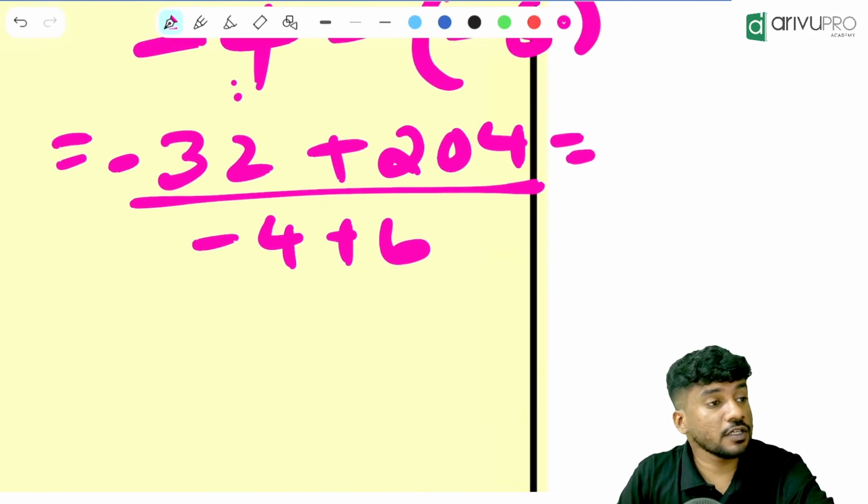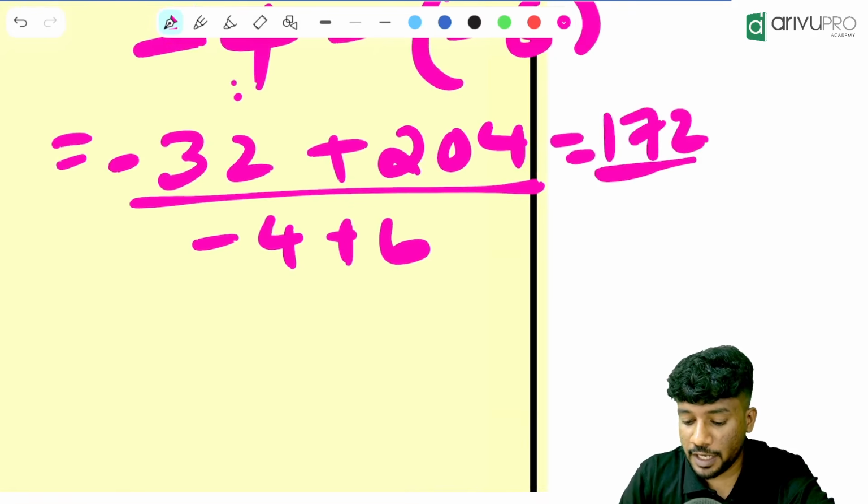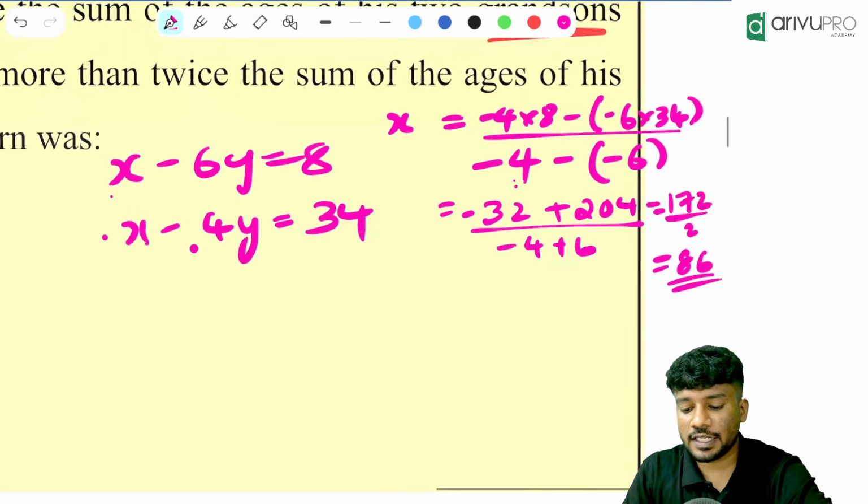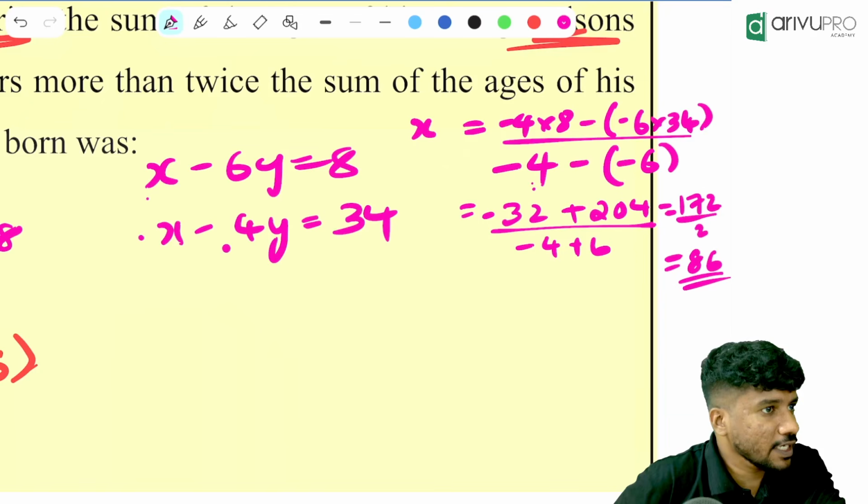Yeah. Now numerator is how much? 172 divided by how much? 2. How much is it? Not minus 2, plus 2. How much is it? 86. Everyone got 86. x is the value called as 86.